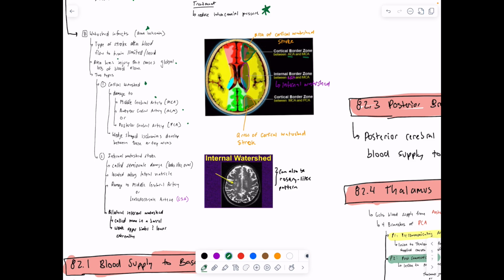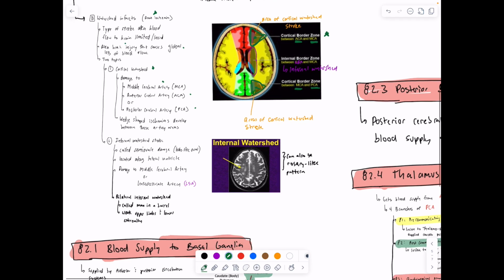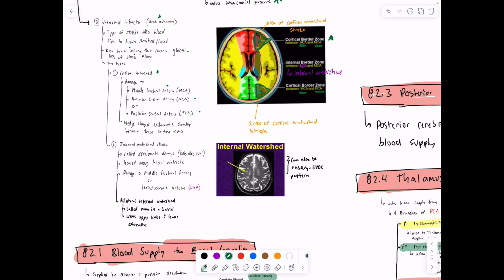So cortical watershed, you have this wedge-shaped zone in the front if it's between anterior and middle cerebral, and then caudally, towards the back of the brain, if it's between middle and posterior cerebral artery, you have this wedge shape that would also be cortical watershed. But it's stroke, brain ischemia, it's just the pattern that damage to anterior cerebral artery, middle cerebral artery will cause. It looks wedge-shaped.